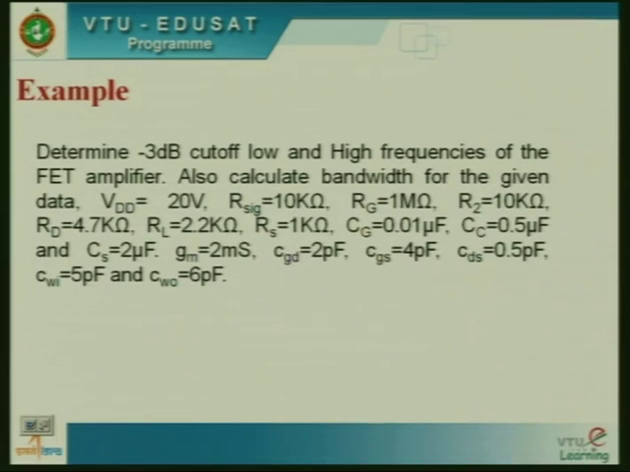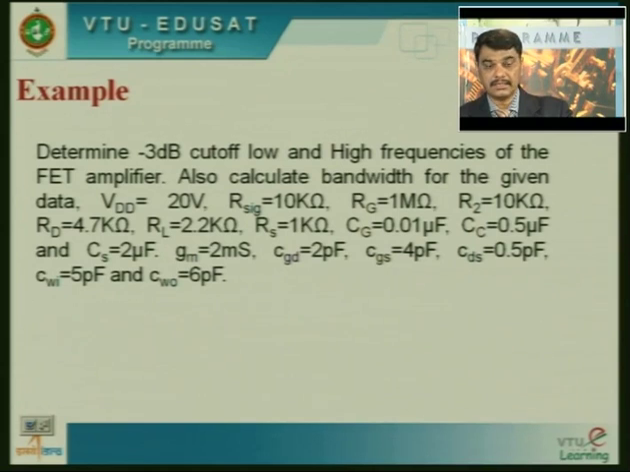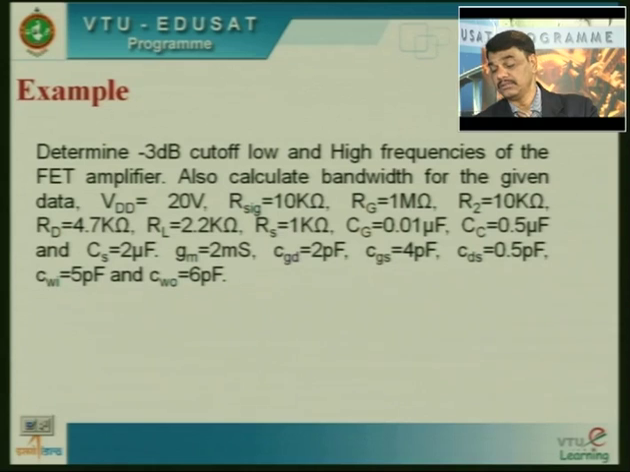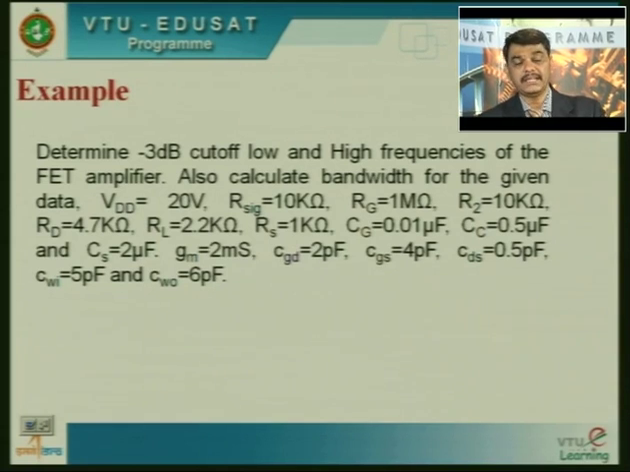VDD is equal to 20, R signal is equal to 10K and RG is equal to 1 mega, RD is equal to 4.7K and RL is equal to 2.2K, and CG is equal to 0.01 microfarad and CC is equal to 0.5 microfarad and CS is equal to 2 microfarad, where the FET parameters are GM equal to 2 millisiemens, and CGD is 2 pF and CGS between gate and source is 4 pF and CDS is equal to 0.5 pF, where the wiring input and output capacitances CWI is equal to 5 pF and CW naught is equal to 6 pF.